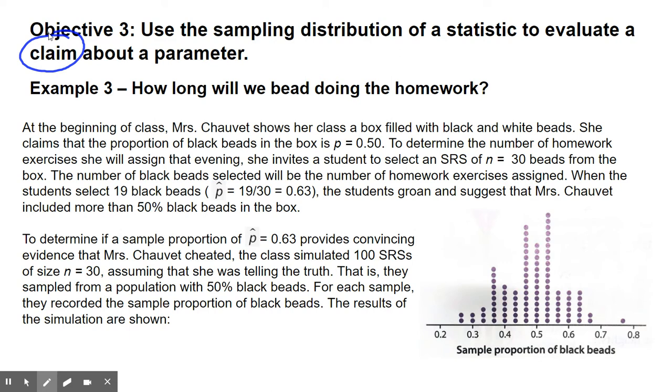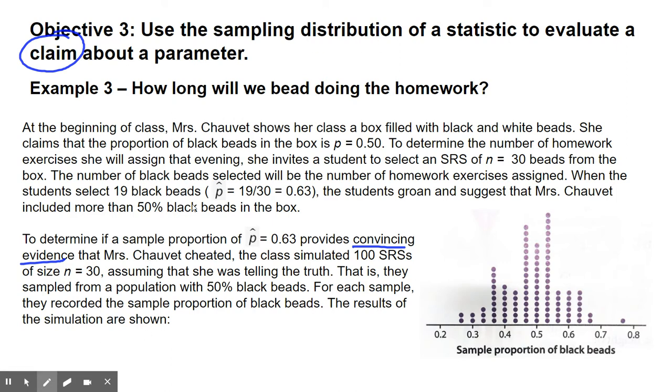So to determine if a sample proportion of p hat equals 0.63 provides convincing evidence, there's those words, right? Convincing evidence that Mrs. Chavez cheated. The class simulated 100 SRSs of size n equals 30, assuming that she was telling the truth. That is, they sampled from a population with 50% black beads. For each sample, they recorded the sample proportion of black beads. The results of the simulations are shown. So this is the sampling distribution for the sample proportion of black beads. Okay, so again, a lot of stuff going on here.